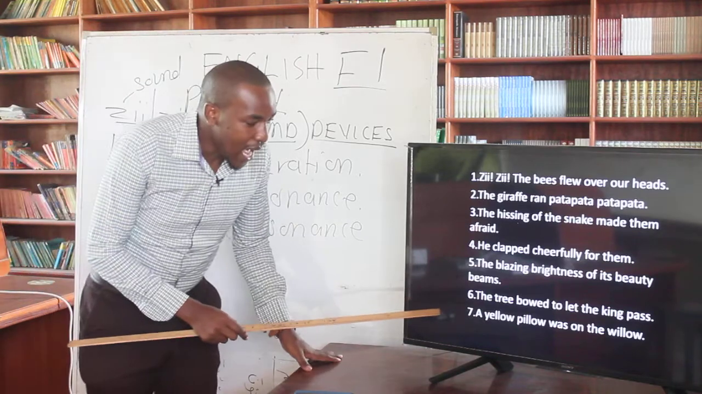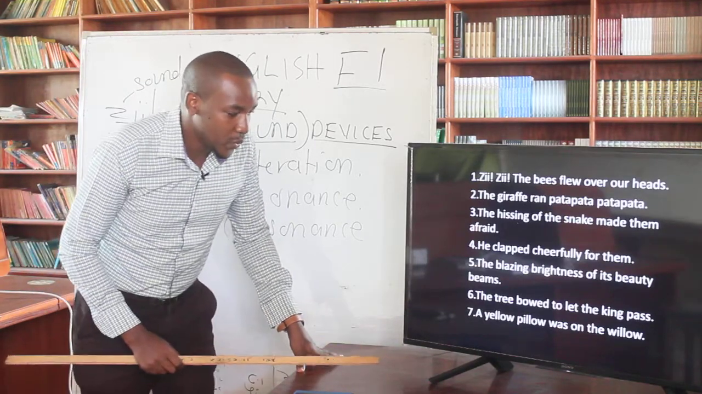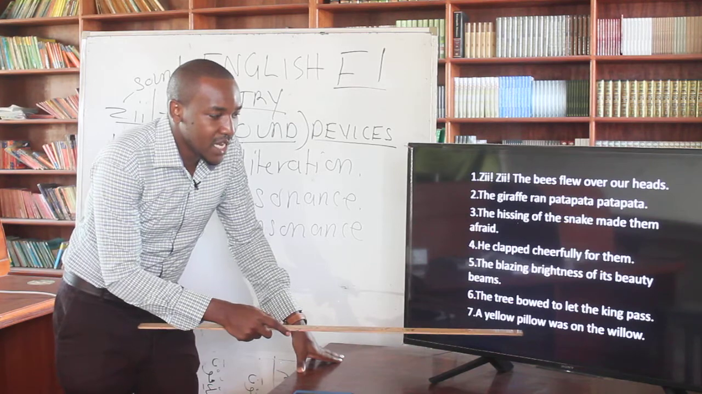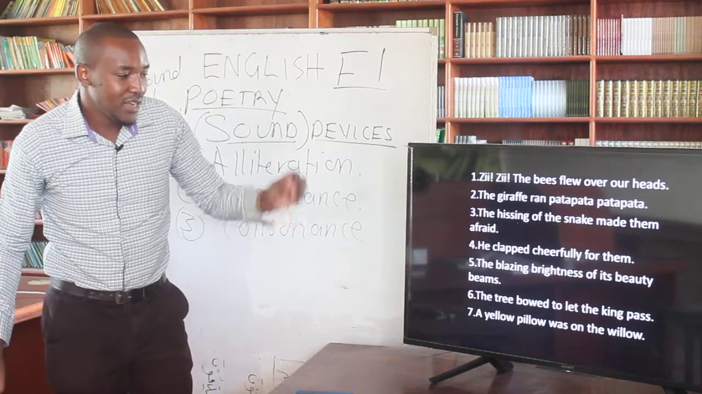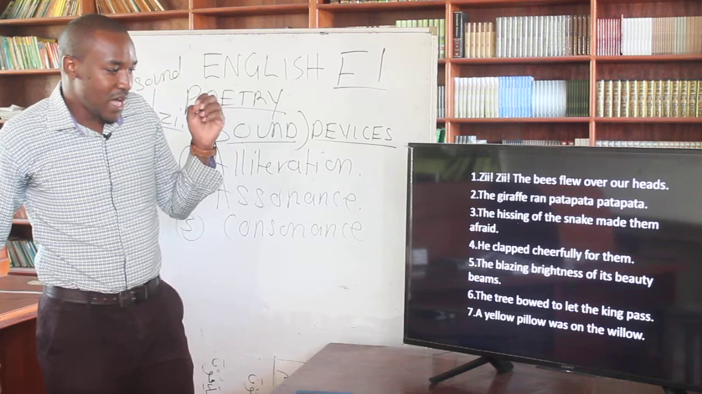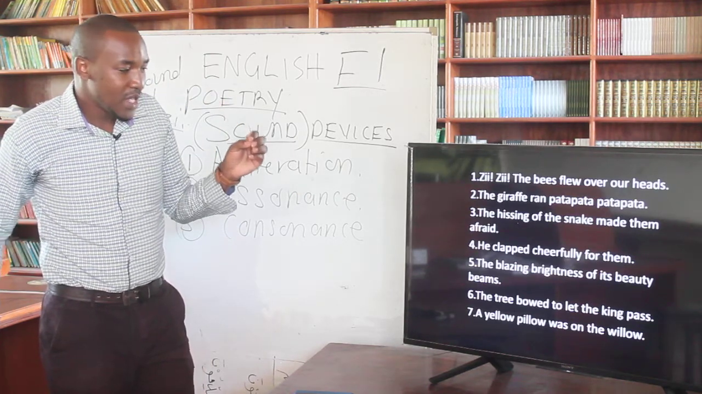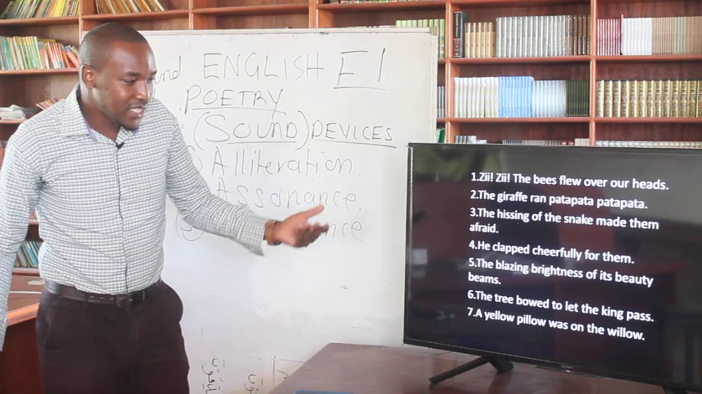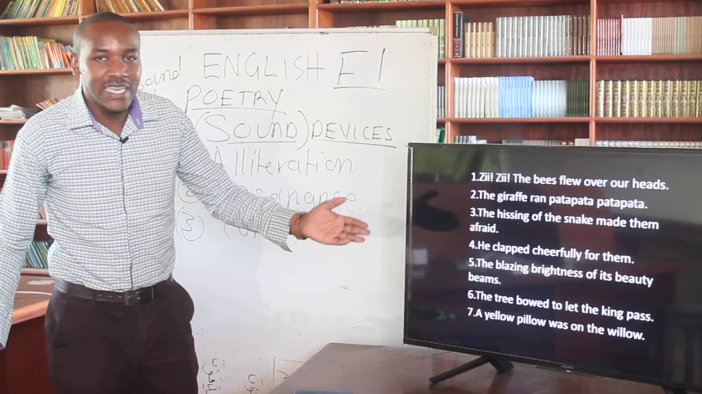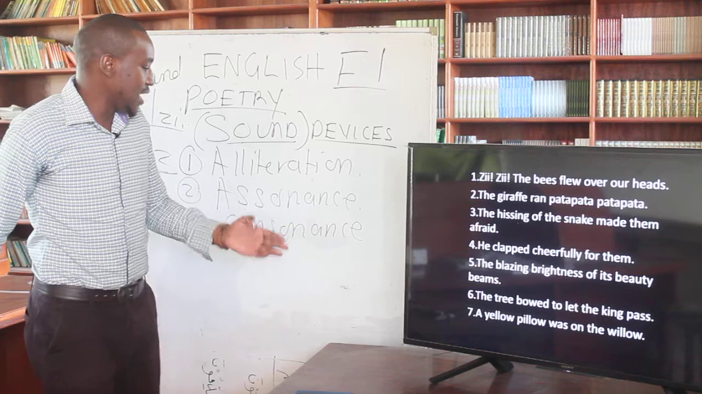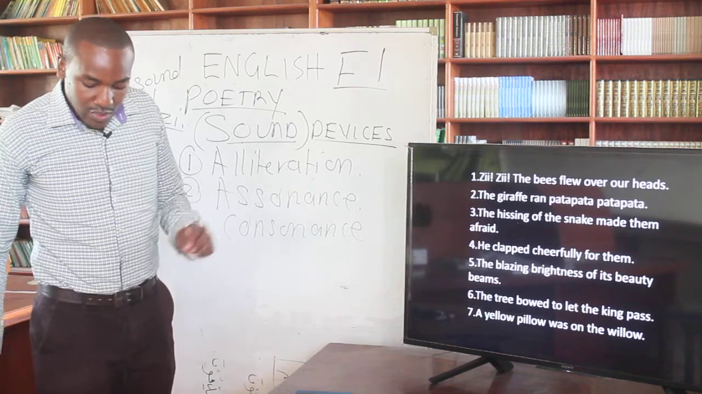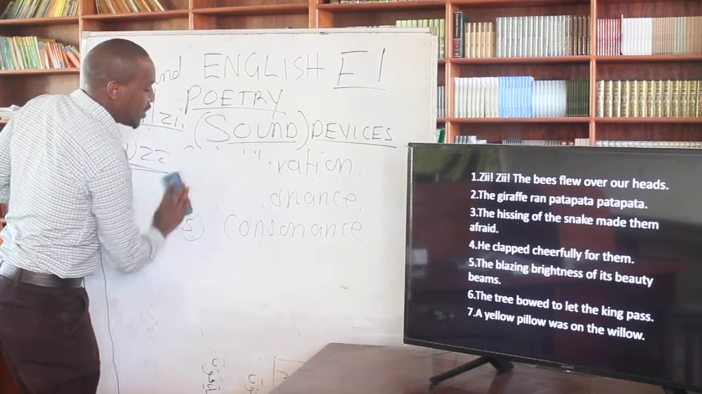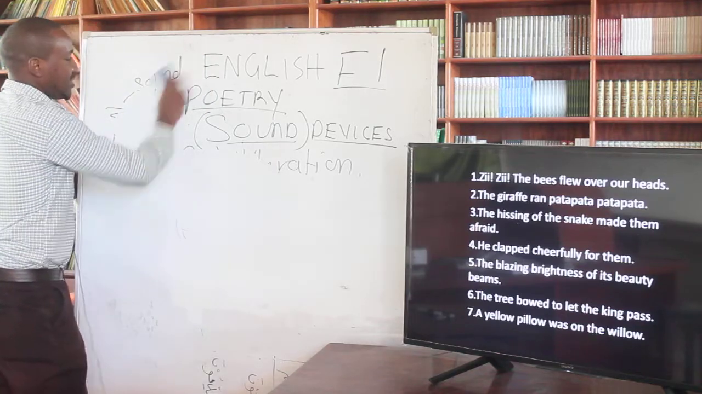Now look at this. A yellow pillow was on the willow. We have a pillow, we have willow, we have yellow. We have the consonant sound which is repeated in close proximity in the same sentence, and that is referred to as consonance. So let's look at each one of them, but I wanted you to have an idea of what we are going to look at when we talk about sound devices.